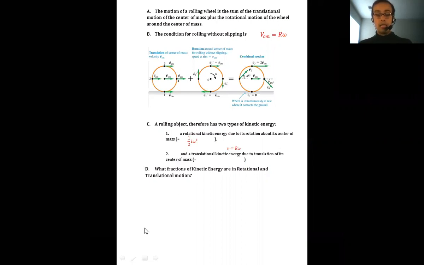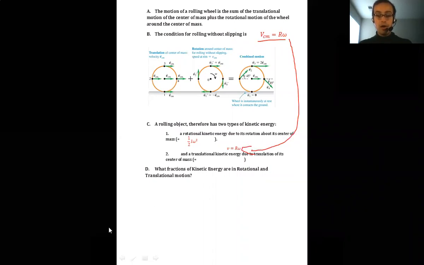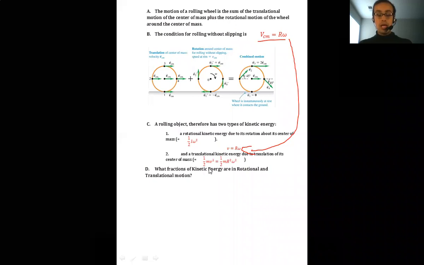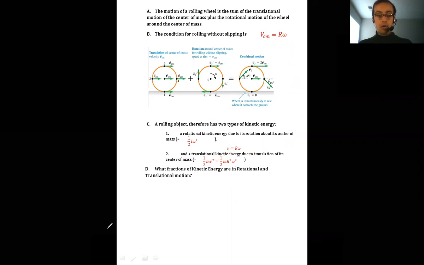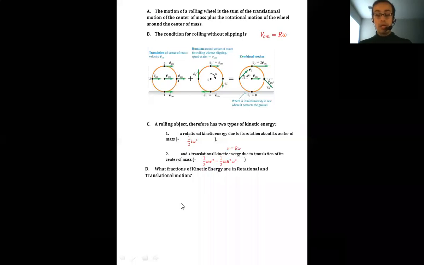Let's remember our condition, again, for rolling without slip. So just a reminder, let's put that down there. What we see is 1/2 mv squared. If we make the substitution for v squared, that v is equal to r omega, so that substitution goes in there, we end up with 1/2 mr squared omega squared as being the translational kinetic energy.